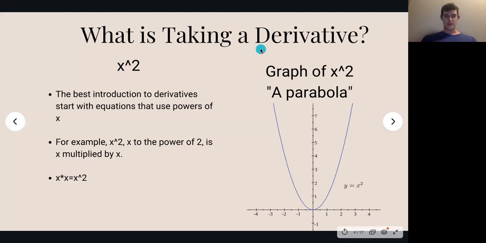First off, the basics. What is taking a derivative? Well, you usually start with a very basic function, x squared, or x to the power of 2, x to the second power. And x to the second power, it's really simple. It's just x times x. And the graph of y equals x times x, y equals x squared, is called a parabola. It's this U shape right here. This is commonly referred to in mathematics and physics.